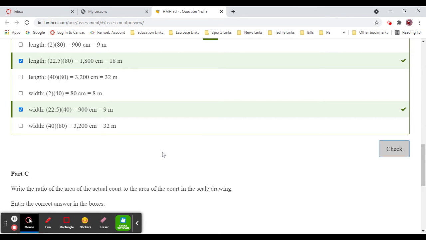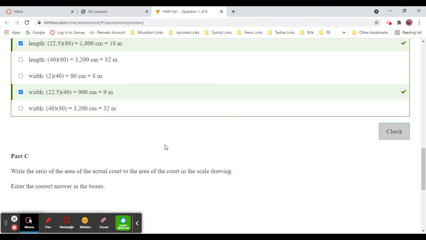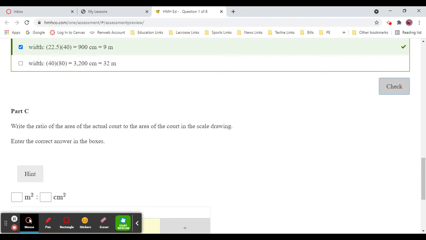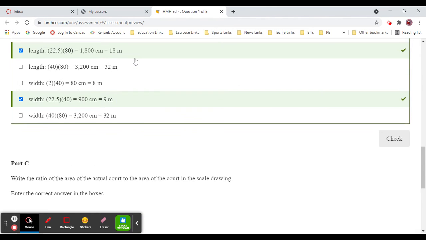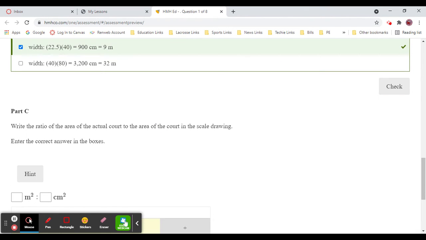I apologize. So now I want to write the ratio of the area of the actual court to the scale drawing. All right, so here we go. Now, if you recall how we find the area, we're just going to take the length and multiply it times the width. So, of course, we have 18 and 9.